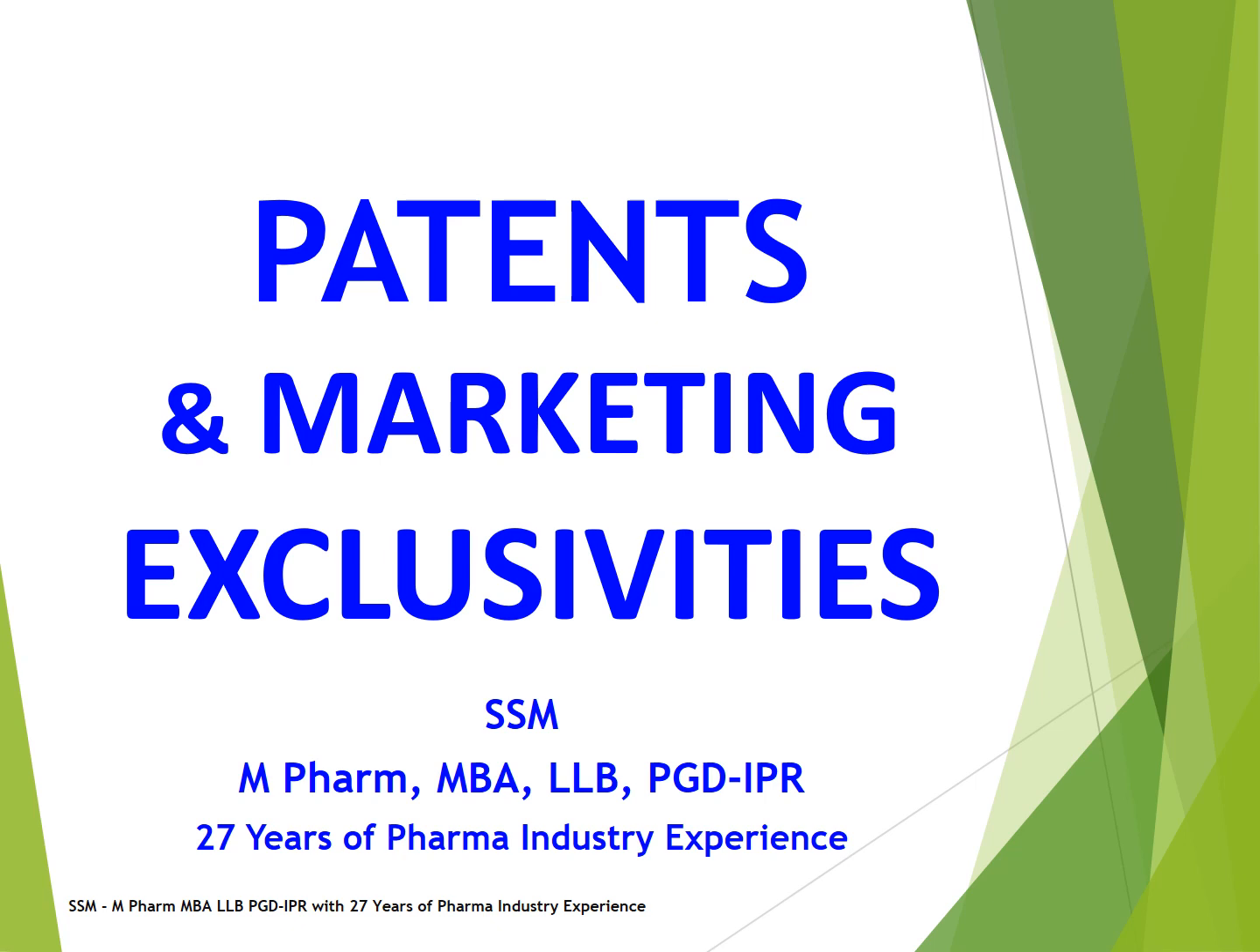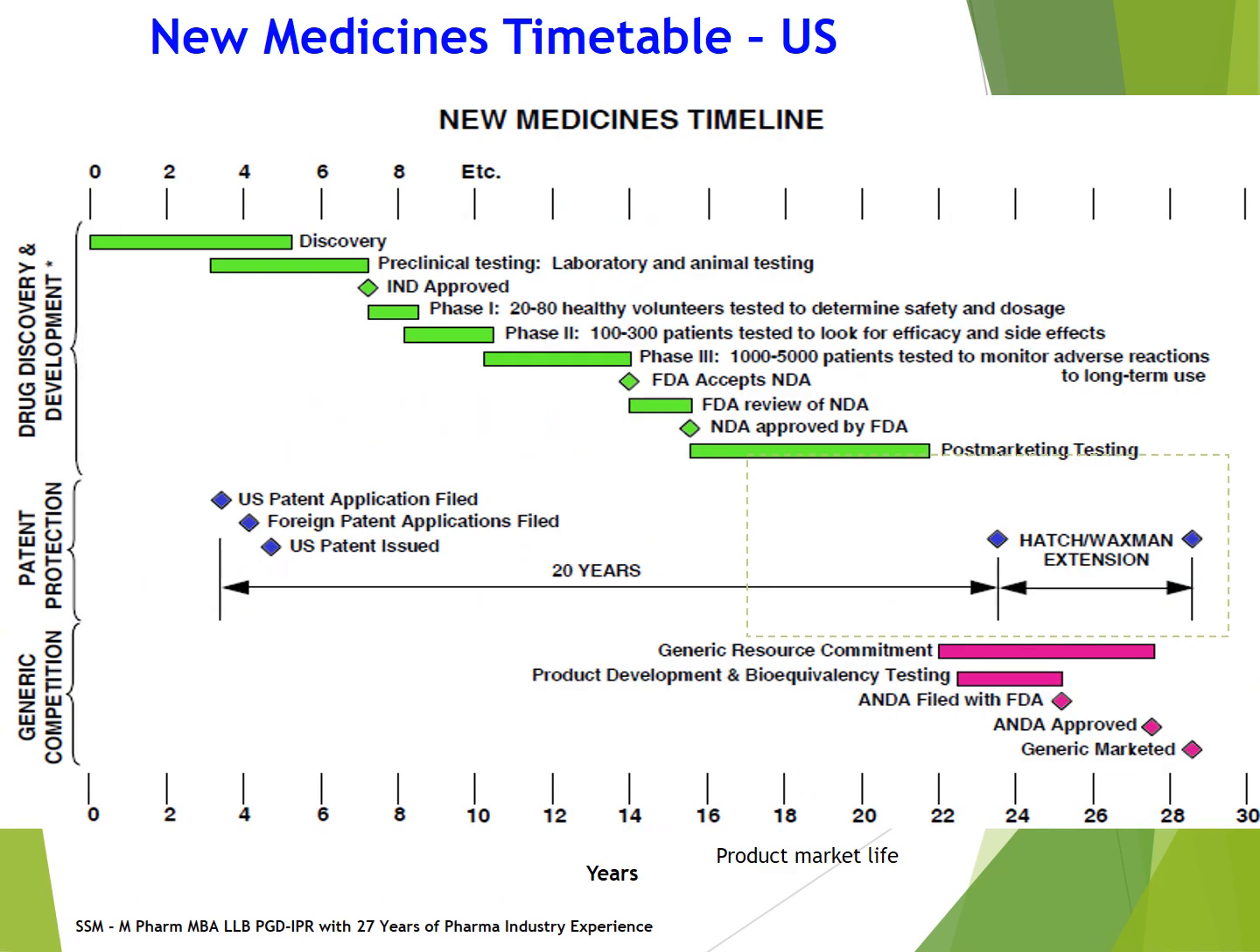In this presentation, we will discuss pharma patents and marketing exclusivities. This slide shows the new medicine or drug discovery and development timetable. On the horizontal axis, you will see the timeline in years. On the vertical axis, you will see three processes: the drug discovery and development process, the patent protection process, and the generic competition process. So we'll discuss all three processes.